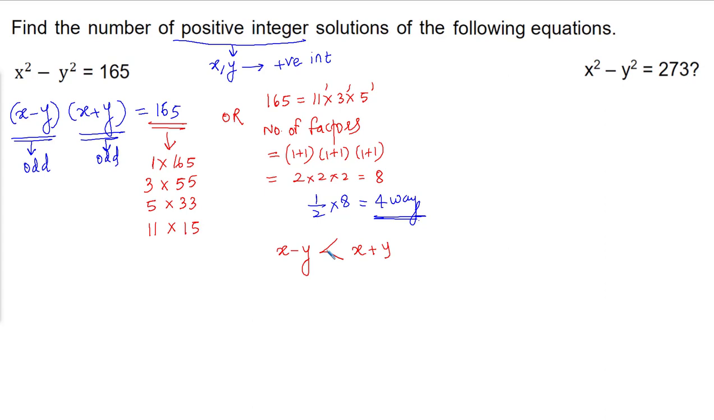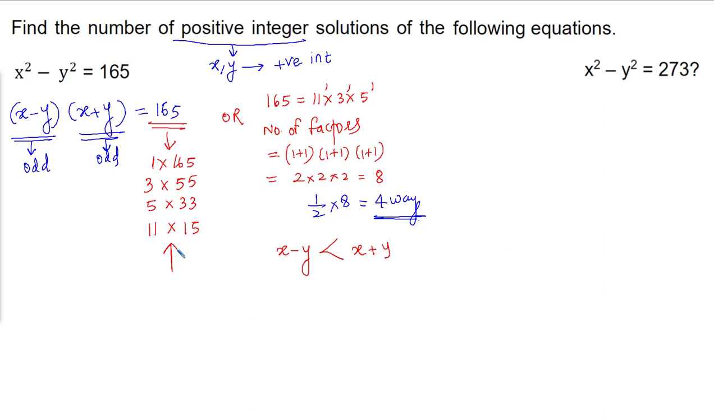So in every pair, the smaller number is allocated to x minus y and the larger number is allocated to x plus y. We are not going to reverse this. 1 into 165, we cannot write 165 into 1. 3 into 55, we cannot write 55 into 3, and so on. And the sum of two positive integers is always positive.